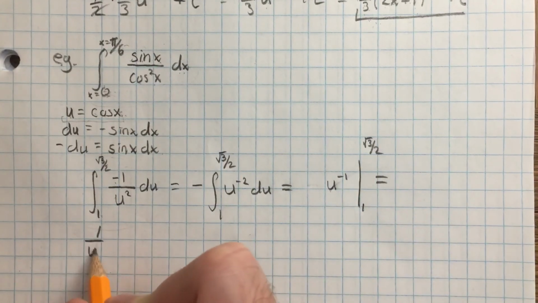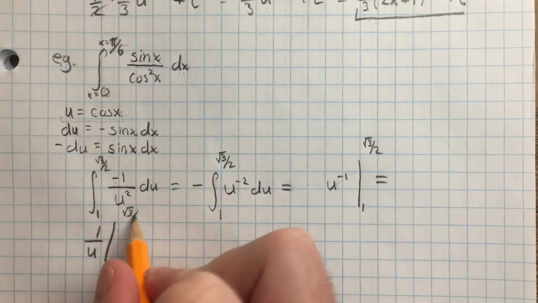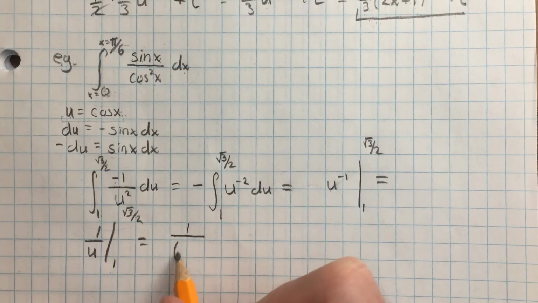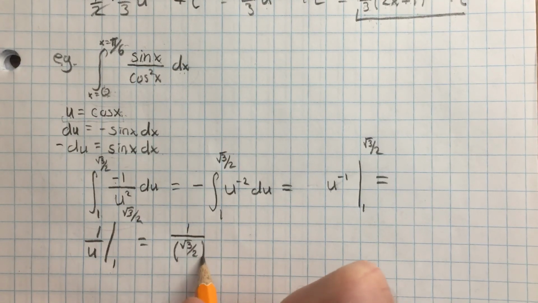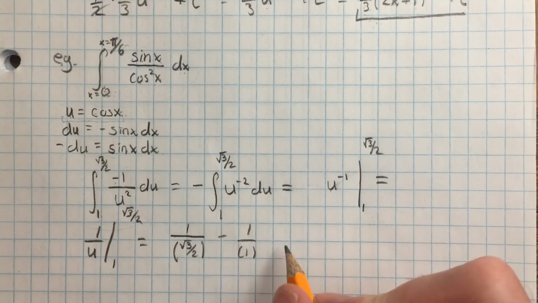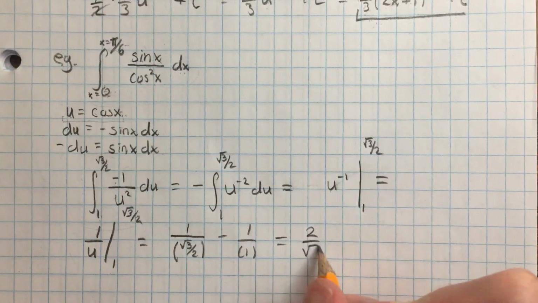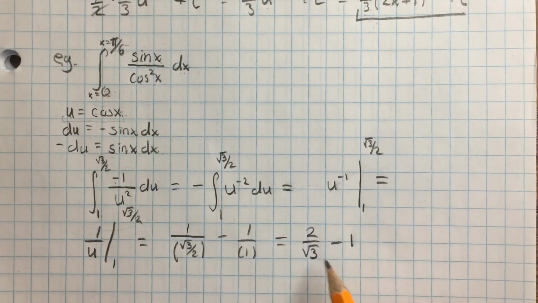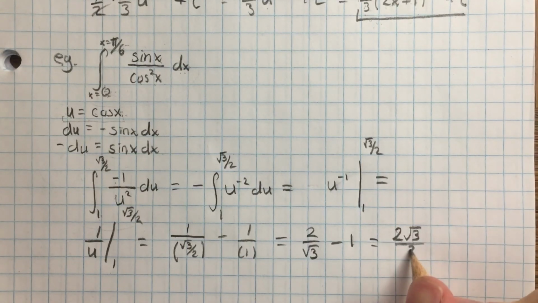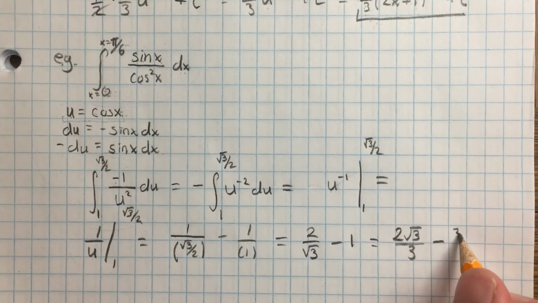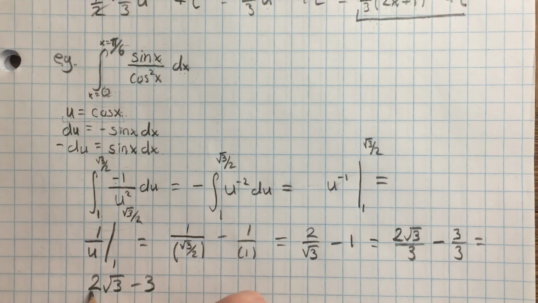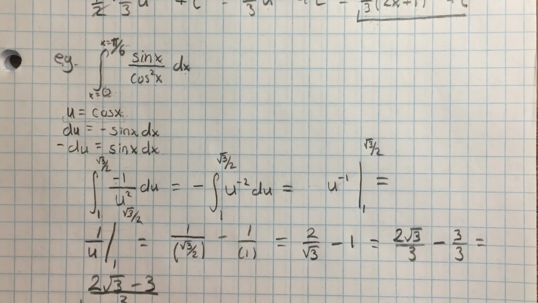So I have 1 on u evaluated at root 3 on 2 and 1 and subtracted. So 1 over root 3 on 2 minus 1 over 1. Well, that's just the reciprocal of root 3 on 2, so I get 2 on root 3. So 2 on root 3 minus 1. If I rationalize 2 on root 3, we'll get 2 root 3 on 3. And if I write 1 as 3 on 3, I can now combine them together. So we get 2 root 3 minus 3 all over 3, and there is our answer.